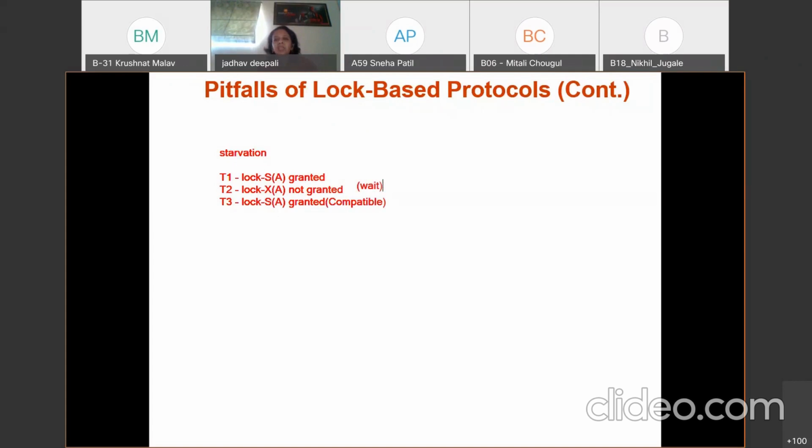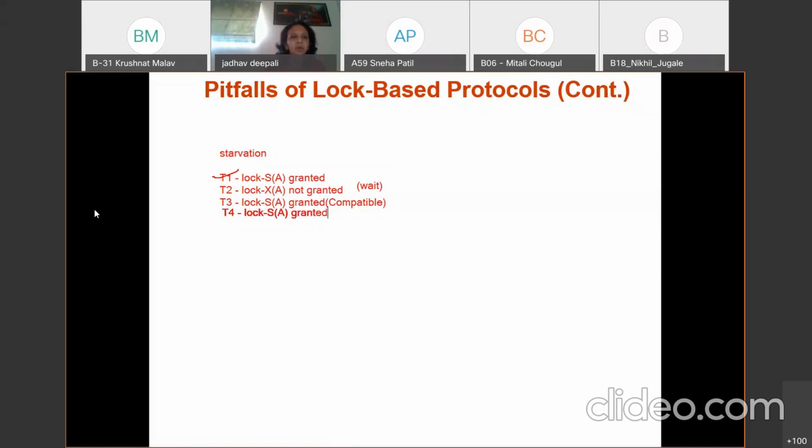Now, in between, transaction T1 releases the lock. But T2 has to wait for T3 now, because the lock is granted to T3. After that, suppose T4 is requesting a shared lock S on data item A. Is it granted? Yes, it is granted. Why? Because it is compatible with T3.